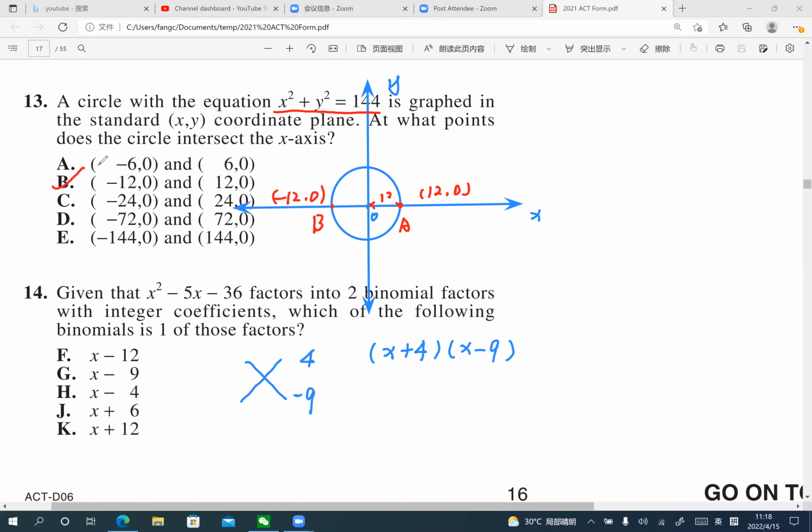Question 14. Given that x squared minus 5x minus 36 factors into two binomial factors with integer coefficients, which of the following binomials is one of those factors? So the first step, we need to factor the quadratic expression. So the two numbers, one is 4, one is negative 9. 4 times negative 9 is negative 36, and 4 plus negative 9 is negative 5. So x squared minus 5x minus 36 is equal to x plus 4 times x minus 9. So for question 14, we should choose option G, x minus 9.